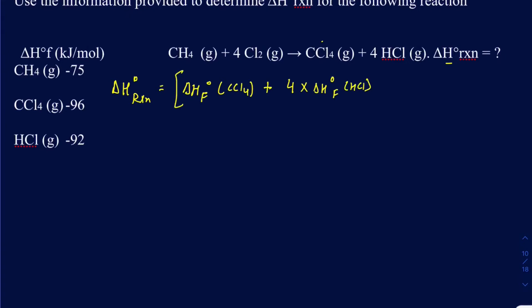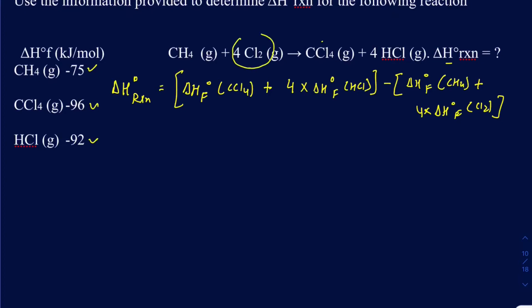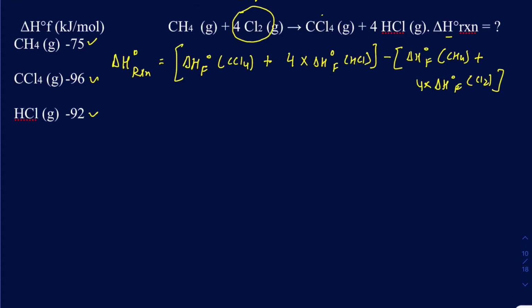Okay, so those are going to be your products, minus, in your reactants you will have the delta H formation for the CH4, and then plus, I'll write that on the bottom here, 4 times the delta H formation for the Cl2. Okay, and it seems like we're given the CH4 formation, the CCl4, and the HCl. We're not told anything about the Cl2, but keep in mind the delta H formation for the Cl2 is actually going to be 0 because that's how Cl2 exists in nature.